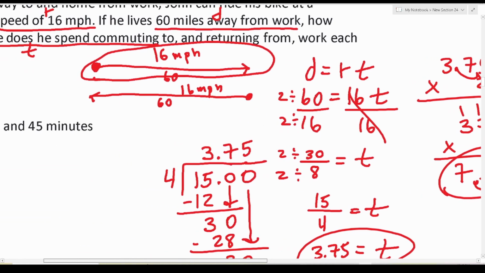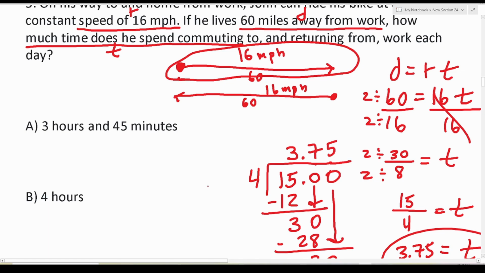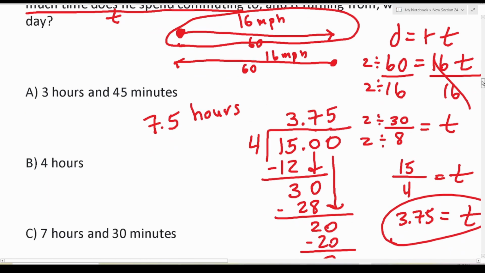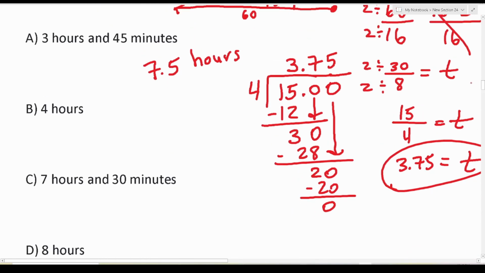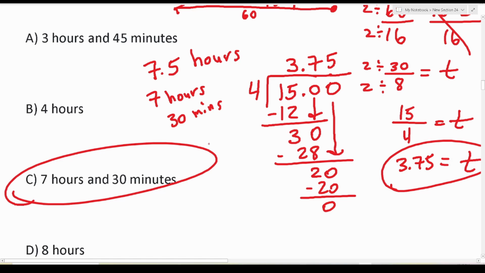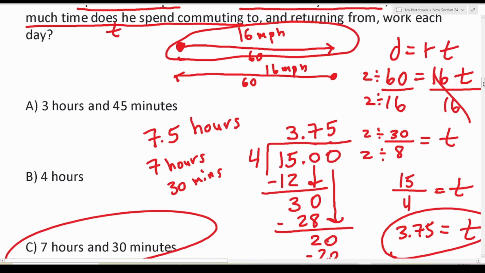So in total, it takes John 7.5 hours to go to and return home from work. And let's see what our answer choices say. Again, 0.5 or half an hour is 30 minutes. So this is 7 hours and 30 minutes, which is answer choice C here. Okay, so that's that one.